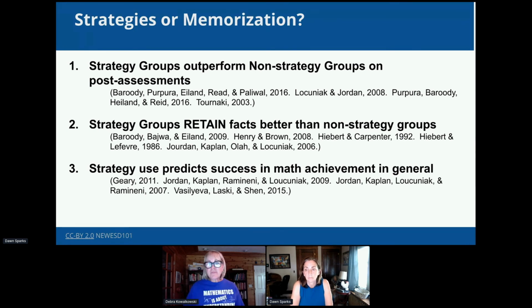And lastly, strategy use predicts success in math achievement in general, meaning all the way through the highest levels of mathematics. Learners who use strategies, and that includes ourselves, are more successful. And we know this is true. Again, if there are any middle school or high school math teachers in here, they'll tell you the kids who remember their facts and are more successful in math use strategies. So we wanted to call that out.